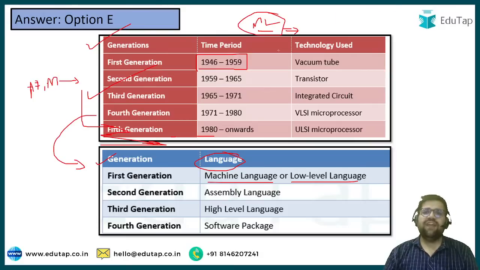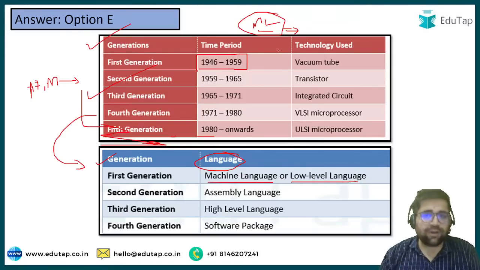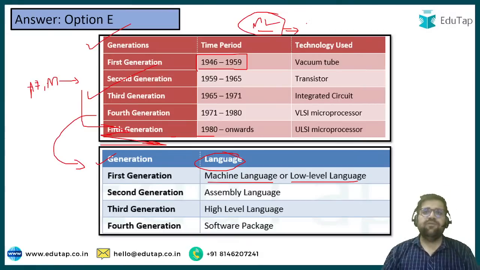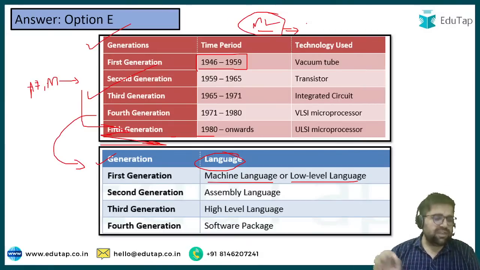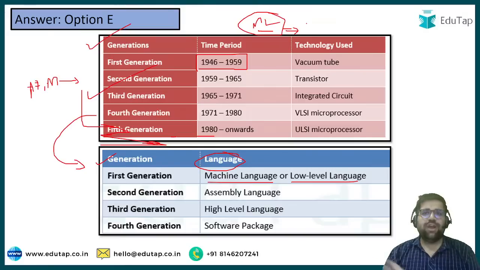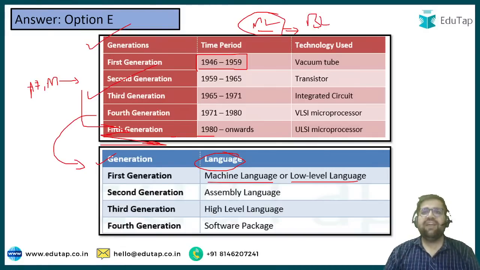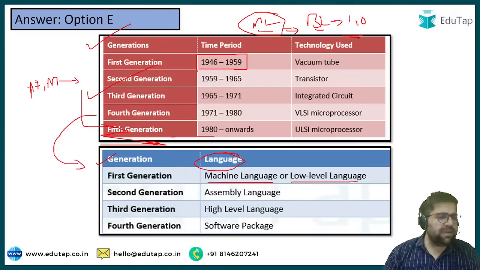It is low level language, that I also know. But please let me know, what is the other name of machine language? Machine language ko aur kya bolte hai? So I am repeating in English and Hindi for you. Yes, it is also known as binary language. Why? Because it is a combination of zeros and ones. Okay, so please remember this thing.